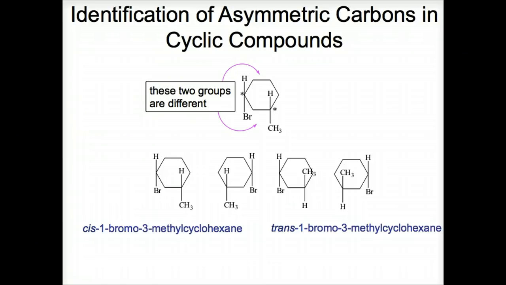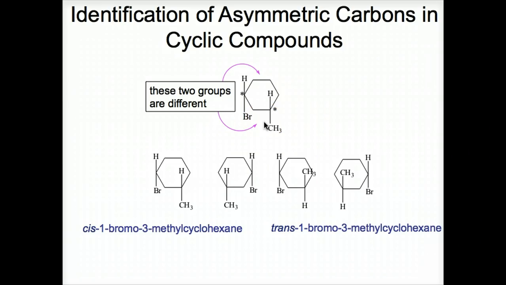Here we've got 1-bromo 3-methyl cyclohexane, and you'll notice it has two asymmetric carbons that are indicated by the asterisk, one here, one here. Because the compound has two asymmetric carbons, it has 4 stereoisomers. They are asymmetric because they are bonded to 4 different groups. Notice 1, 2, 3, 4.